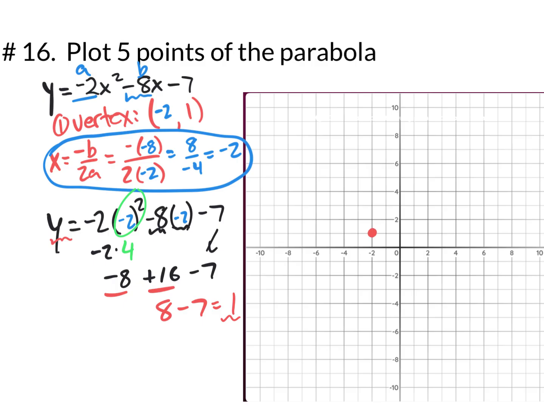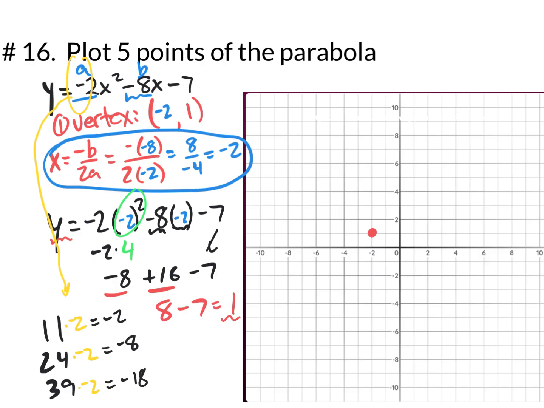And now from this dot, we need more points. But we can't really use the pattern 1, 1, 2, 4, 3, 9 as is because the a value is not 1. The a value is -2. So what we're going to have to do is modify the outputs by multiplying the outputs by that new a value of -2. So instead of 1, 1, it's 1, -2. Instead of 2, 4, it's 2, -8. Instead of 3, 9, it's 3, -18.